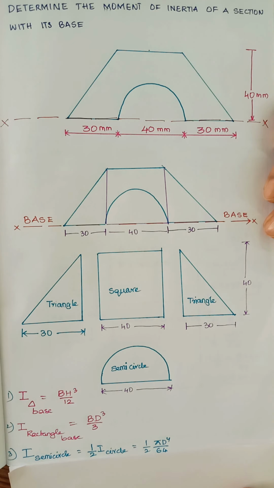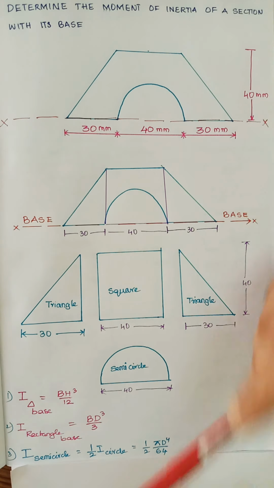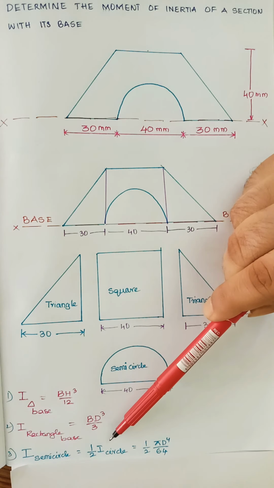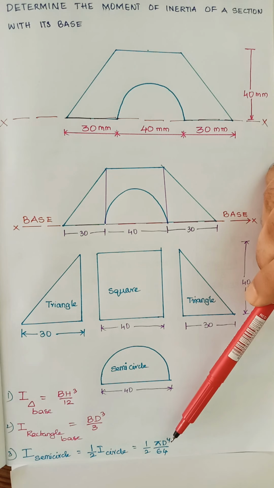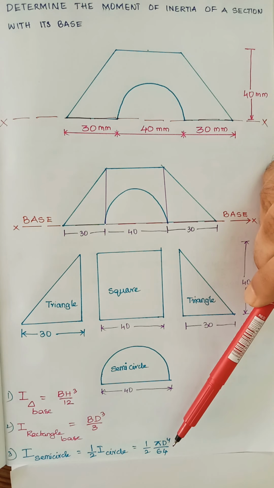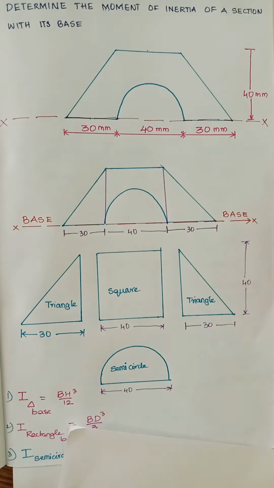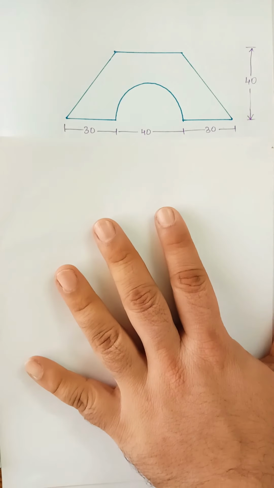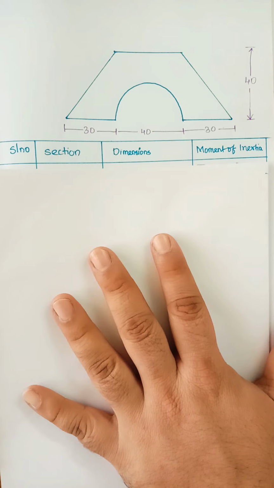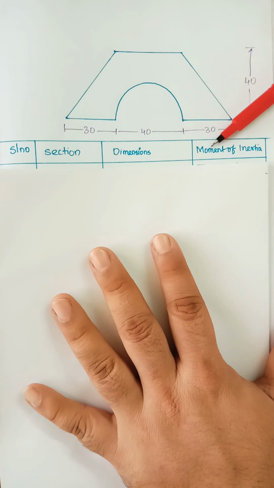And the last one, the moment of inertia of a semicircle. It is half of the moment of inertia of a circle, that is half of pi d power 4 divided by 64. Now pi d power 4 divided by 64 is the moment of inertia of a circle. For my convenience, and to solve the problem easily in the examination, what I have done is I have drawn a table with serial number, section, dimensions of the section, and moment of inertia with respect to the base.